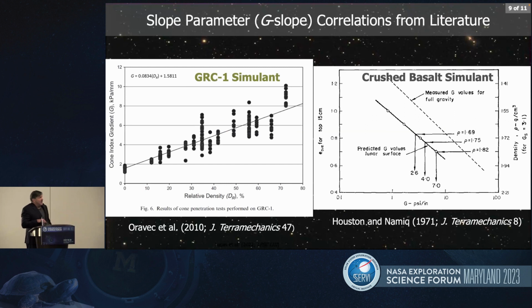And so quickly, I'm running short on time, but I've only found 2 other similar G-slope correlations in the literature. I show on the left here, Oravec et al. for GRC1 simulant, and on the right, I show Yusin and Namik for a crushed basalt simulant. These are the only 2 that I know of. So if anyone in the audience knows of any others, pull me aside and please let me know.